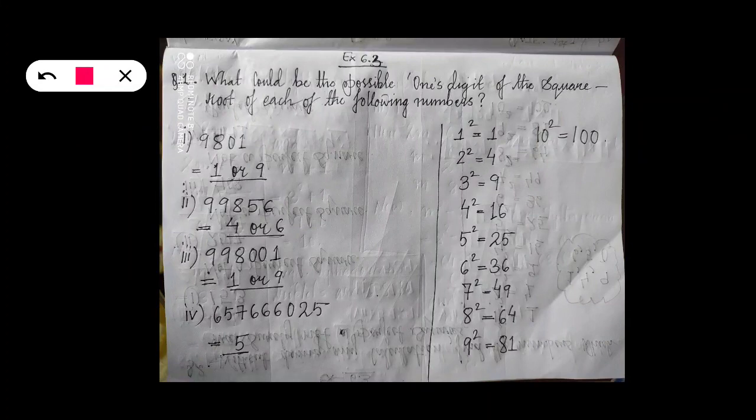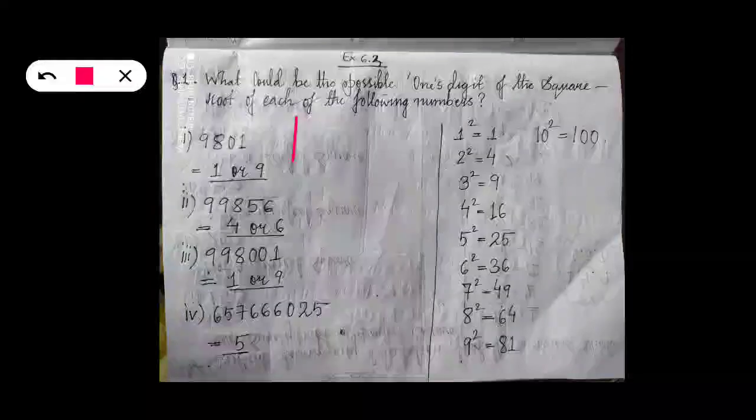Look at your screen. What could be the possible ones digit of the square root of each of the following numbers? Now you need to understand the question properly. Here are some big numbers, so I will start with a very easy number so you will understand what the question is asking you. What would be the possible ones digit? Ones digit is also known as unit digit, isn't it? Of a square root of each of the following numbers. I will take the easiest number whose square root you already know, okay?